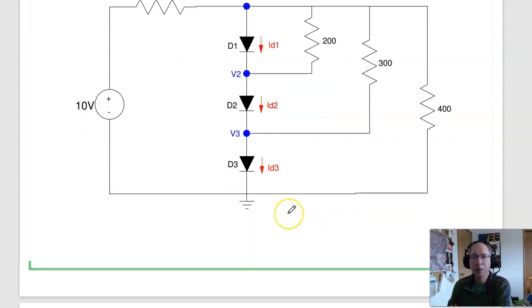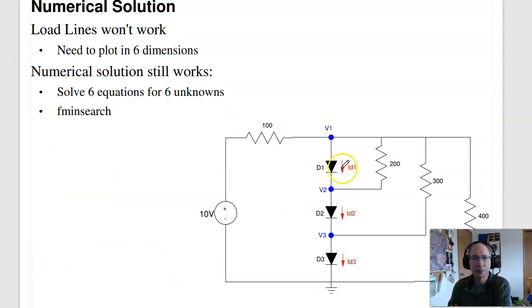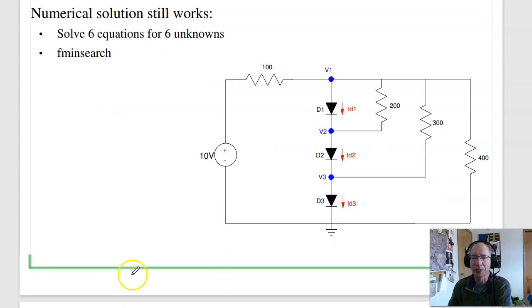Well, 3 of them I can come up with pretty easy. That's just the diode. Well, I guess approaches to solve. So here's the problem. I've got 6 equations, 6 unknowns. How do I solve? Load lines aren't going to work because I don't know how to draw in 6-dimensional paper. But numerical solutions, like Matlab, still work. So I need to write 6 equations for 6 unknowns, then solve using fmin search. Again, I can't solve using linear algebra techniques because these are nonlinear equations.